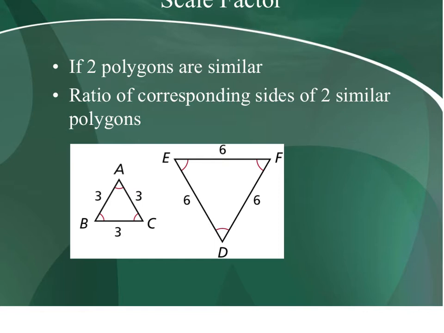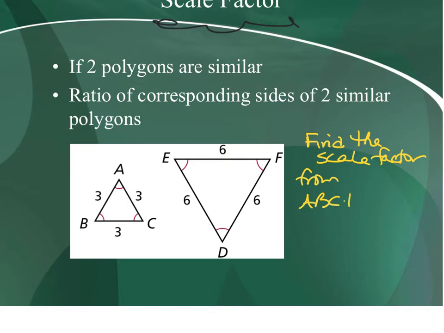Now, if they ask you to find the scale factor, watch the order that they put the statement. So if they say, find the scale factor from ABC to DEF, then what you would put here is the measurement of the smaller ABC to the larger one, which is 6, and this would simplify 1 to 2.